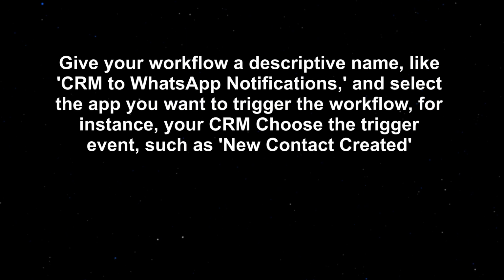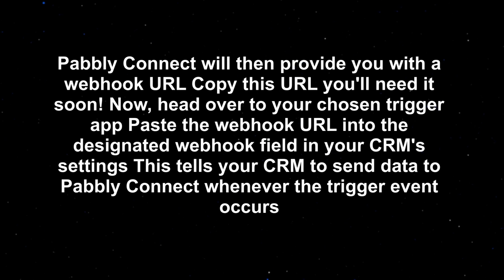Give your workflow a descriptive name, like CRM to WhatsApp notifications, and select the app you want to trigger the workflow. For instance, your CRM, choose the trigger event, such as new contact created. Pabbly Connect will then provide you with a webhook URL. Copy this URL, you'll need it soon.